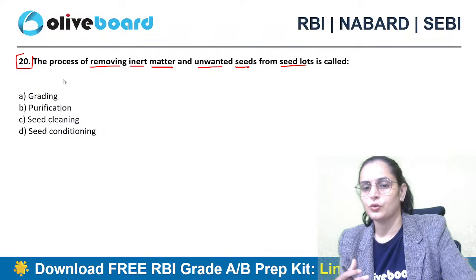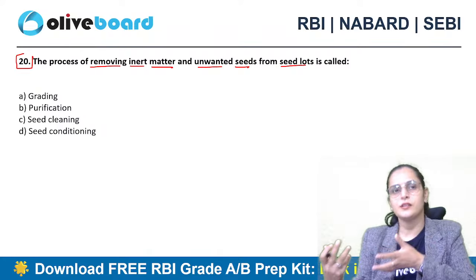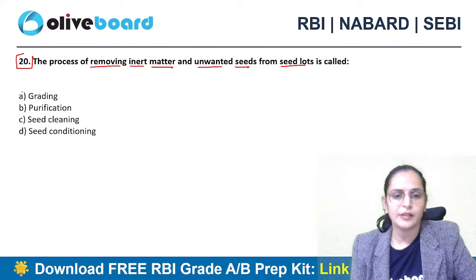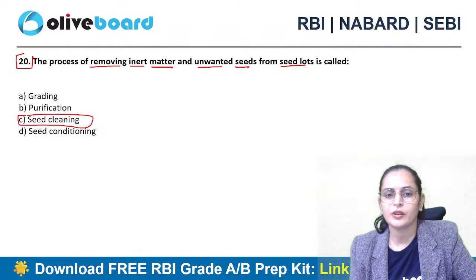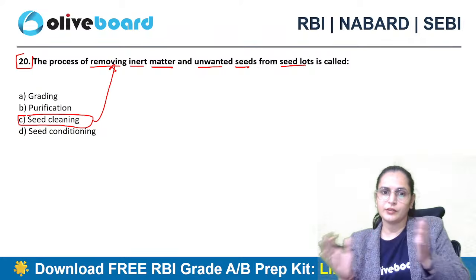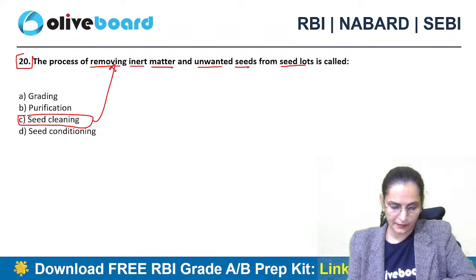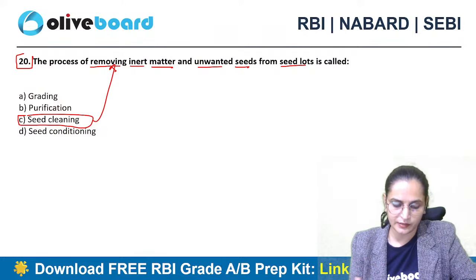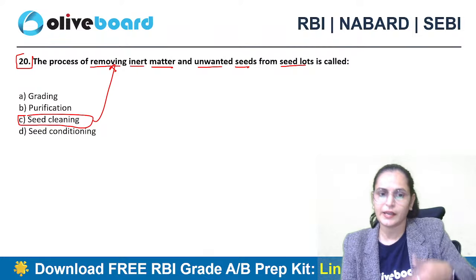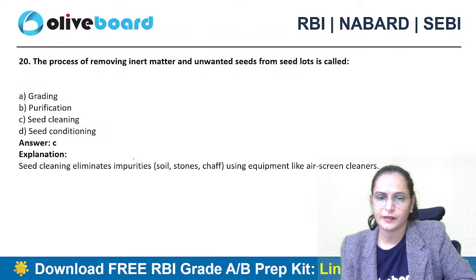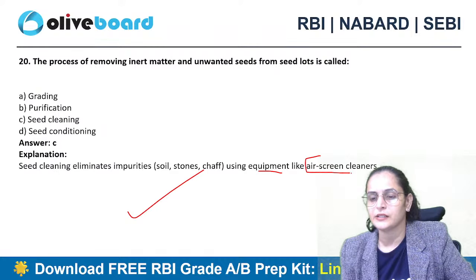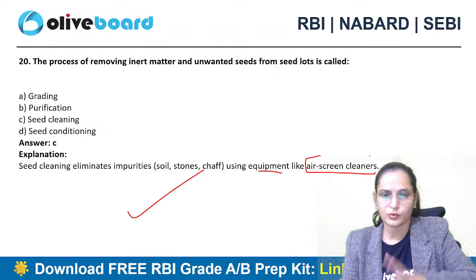Conditioning is to prepare the seeds for sowing into the field. So at that time you will do the conditioning. Okay, so it is actually seed cleaning. You are removing something. Grading is not for removing. Grading is for placing the seeds into different columns as per their quality, like size, color, quality, and other things. Seed cleaning is actually the removal, to eliminate the impurities, and you can use equipment like air screen cleaners and other things. Okay, so be accurate while answering.